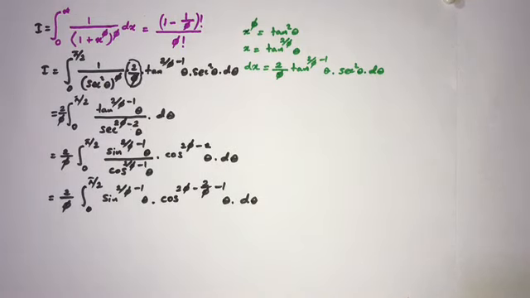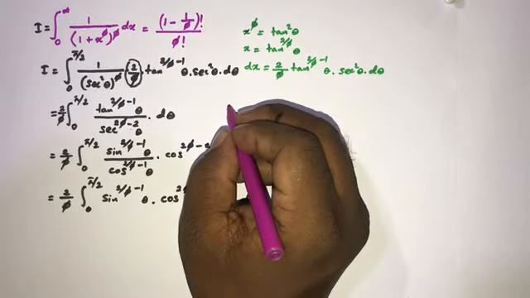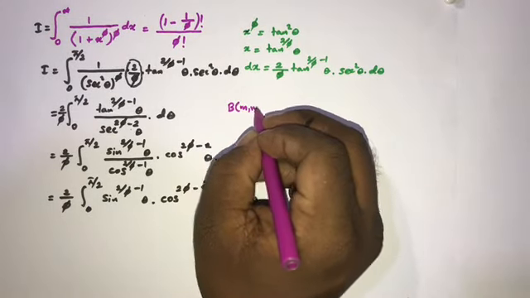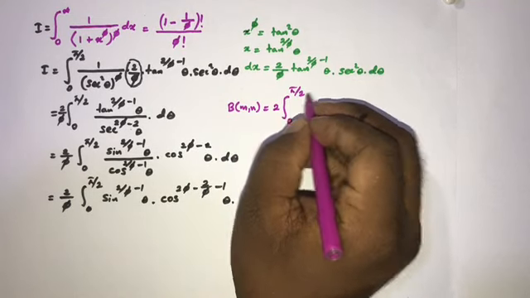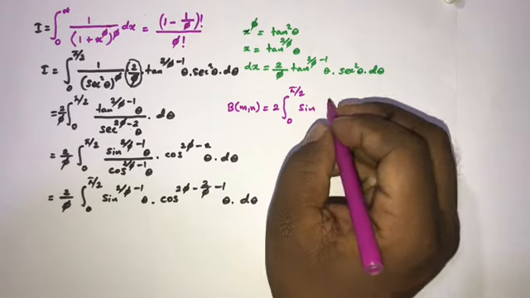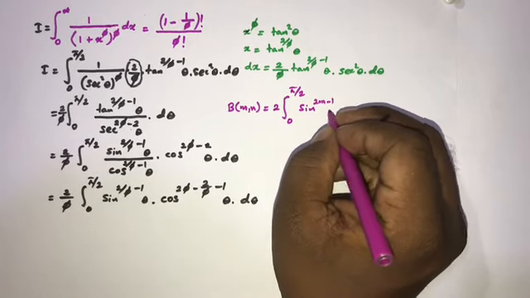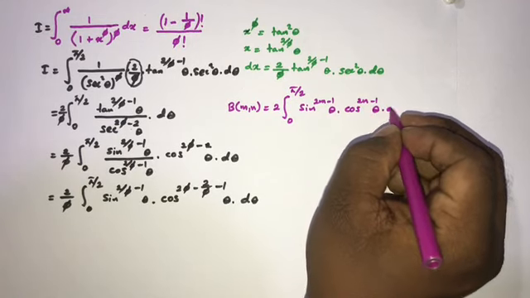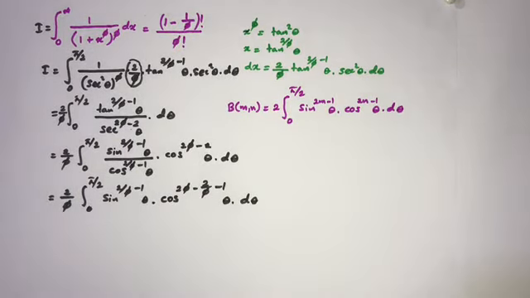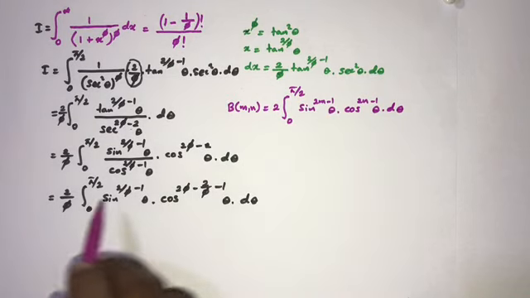Well, now, interesting point, we can use the beta function. We know the definition of the beta function. Beta of m, n is equal to 2 times the integral from 0 to pi over 2 of sine raised to the 2m minus 1 of theta times cosine raised to the 2n minus 1 of theta d theta. Now we can find m and n.